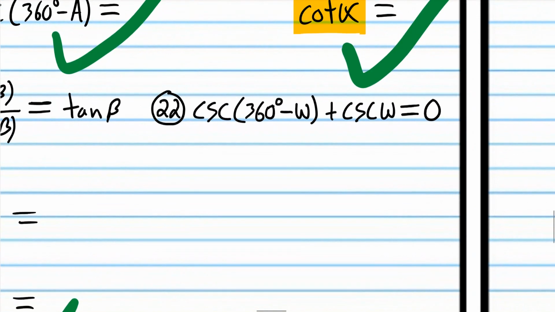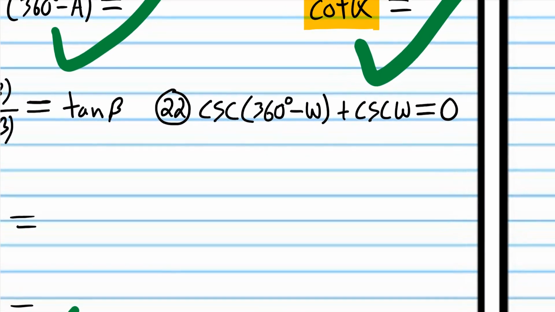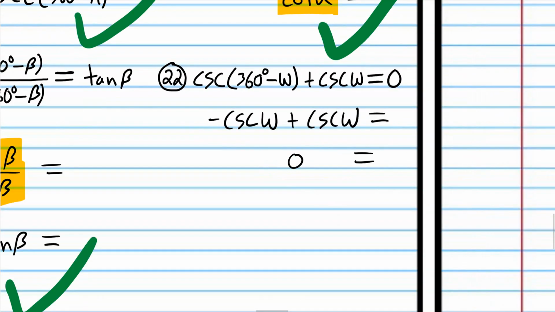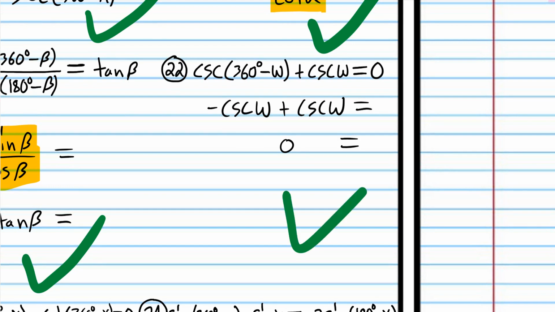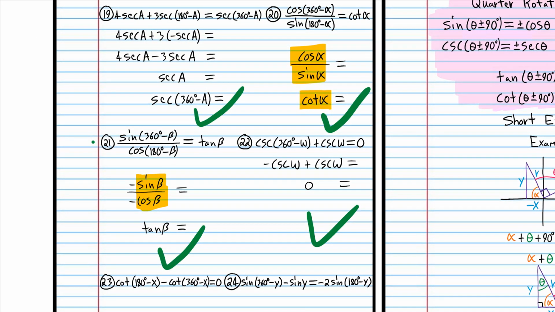Okay, we're back. So cosecant 360 degrees minus omega is negative cosecant omega. Add those up and you get 0. So if you got that one right, good. Go ahead and try number 23, and when you come back, we'll do it together.